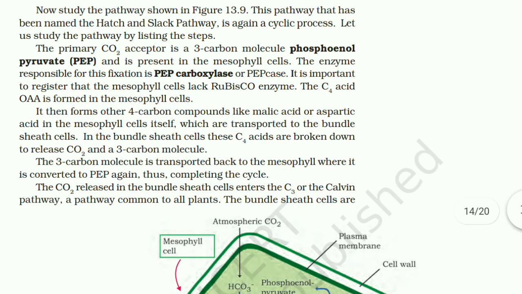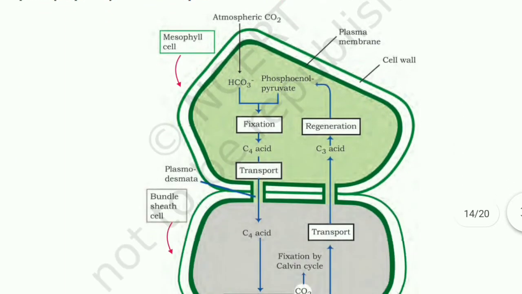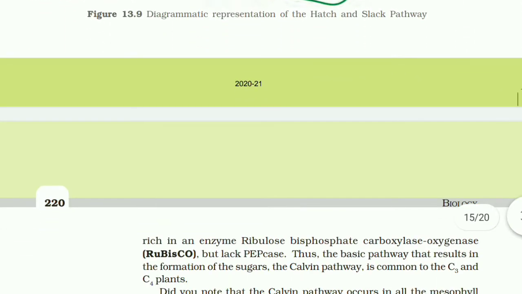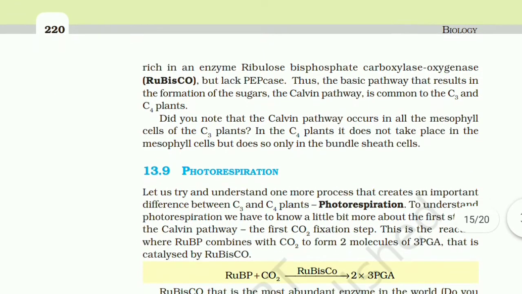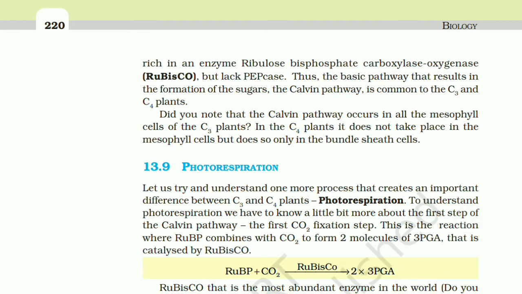pathway common to all plants. The bundle sheath cells are rich in an enzyme, ribulose bisphosphate carboxylase oxygenase or Rubisco, but lack PEP carboxylase. Thus, the basic pathway that results in the formation of sugars, the Calvin pathway, is common to C3 and C4 plants. Did you know that the Calvin pathway occurs in all mesophyll cells of the C3 plants? In the C4 plants, it does not take place in the mesophyll cells but does so only in the bundle sheath cells.